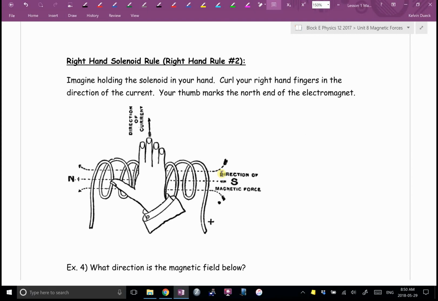Because it's cylindrical, you look at the direction of the current that's running through the wires. You curl your fingers in that same direction. Your thumb points north. We're going to do a bunch of these, but this is the right-hand solenoid rule.